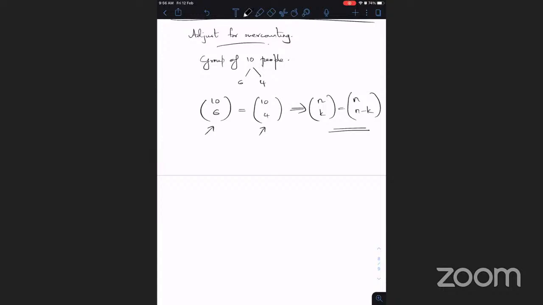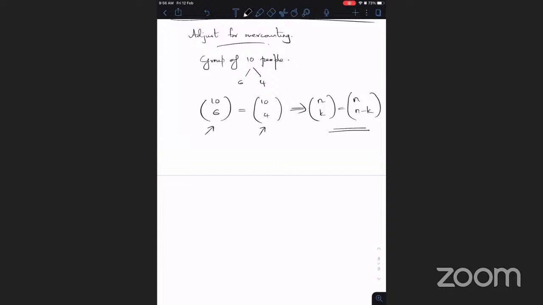And this is a valid proof. This is not just a proof by example. This is a valid proof. This is a way you can give a proof within one line. And this is a very powerful technique which we'll see for a few other identities as well.